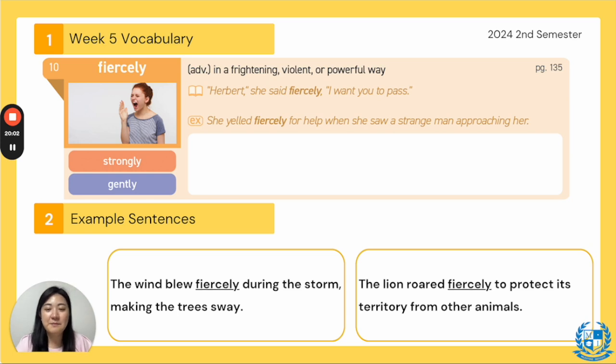Example, let's read together. 1, 2, 3. She yelled fiercely for help when she saw a strange man approaching her. Ooh, this sentence is scary. She goes, ah! And she was yelling fiercely, powerfully, and in a scared way. Let's look at the bottom. Number 1, it says, the wind blew fiercely during the storm, making the trees sway. So here, we can say that the storm or the wind was so strong, okay? This wind is not actually scary, but it's saying that it was blowing very strongly. Next one, it says the lion roared fiercely to protect its territory from other animals. Saying, get out of my area.